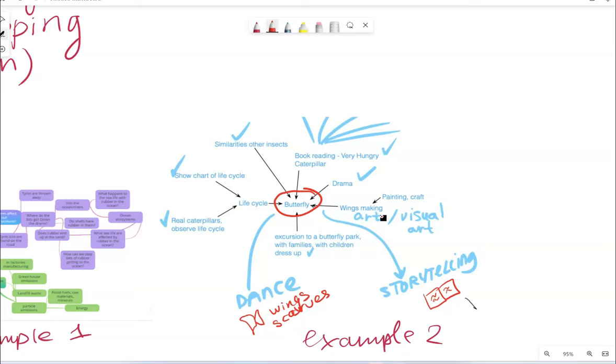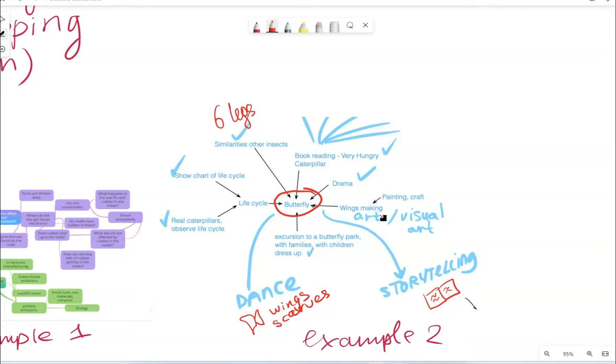The next one you can see is drama. Drama is playing out, acting out. So you might think of maybe a dramatic area, maybe children's theater. Whatever you think, you can branch out from here as well. We also have similarities with other insects. You can consider what those similarities are. For example, butterflies, insects, they have a very interesting body and they have 6 legs. So you might notice that. At the moment, I have caterpillars in my garden.